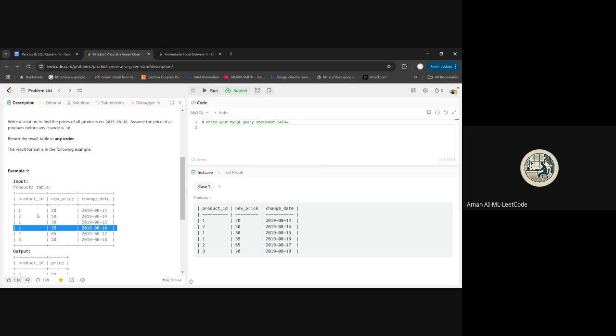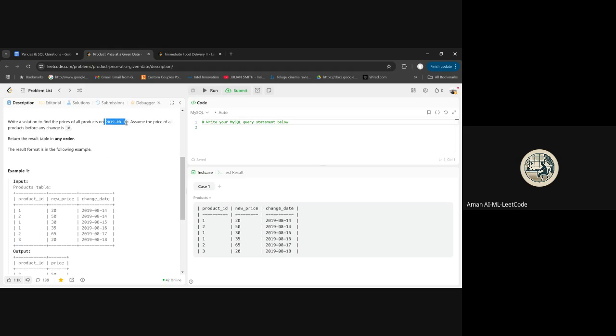What is the price of product ID 2 on this date? What is the price before this date? It is 50. The price changed on this date. What was the price of product ID 2 before this? 50. So the price on this date, what will it be? 50. Okay. What about product ID 3?